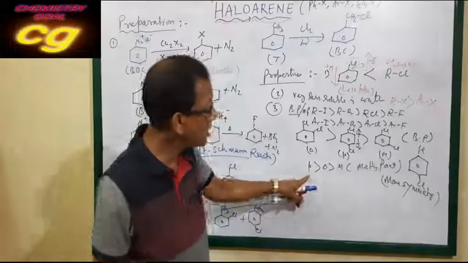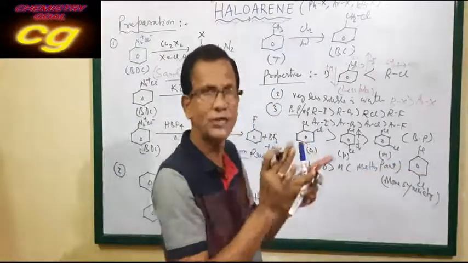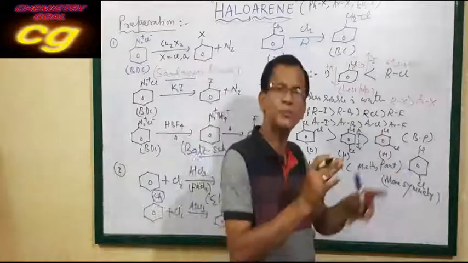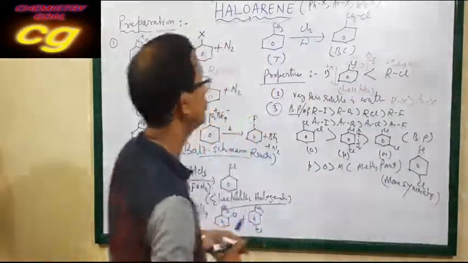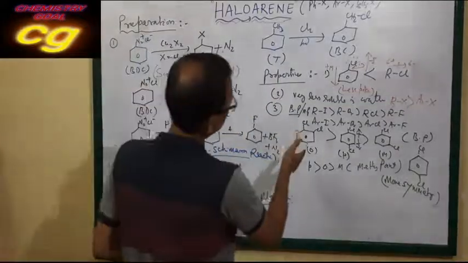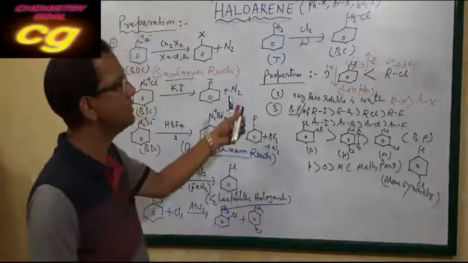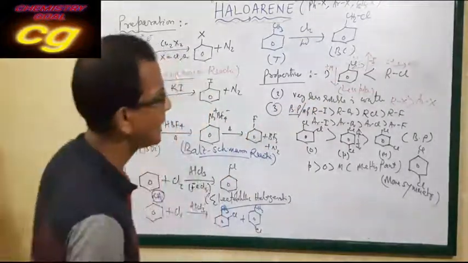But melting point depends upon symmetry. If a molecule has a symmetrical structure, then the close packing will be better and the melting point will be more. So this is regarding the melting point, boiling point, solubility and polarity of haloarene.